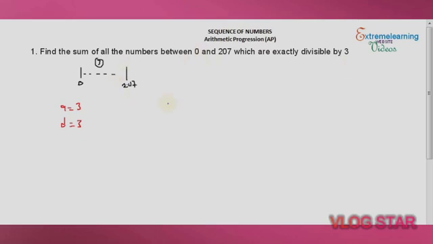We're given the question to find the sum of the numbers between 0 and 207 which are exactly divisible by 3. There is a formula we have in arithmetic progression for S of n. The first one is a plus open bracket n minus 1 close bracket d. The next one is S n equals n over 2 open bracket 2a plus open bracket n minus 1 close bracket d. So this is the second formula.